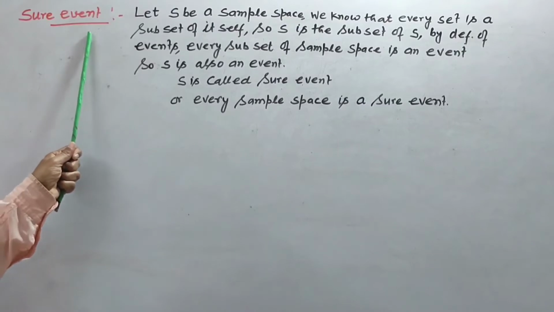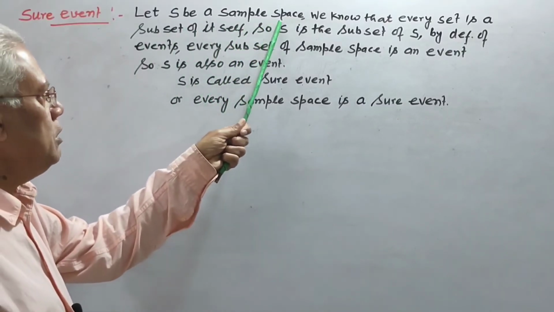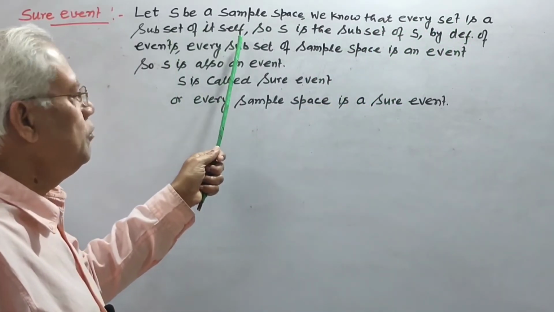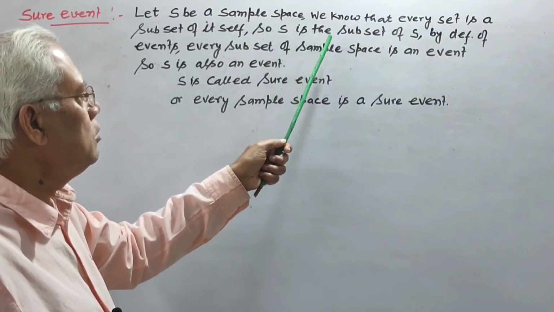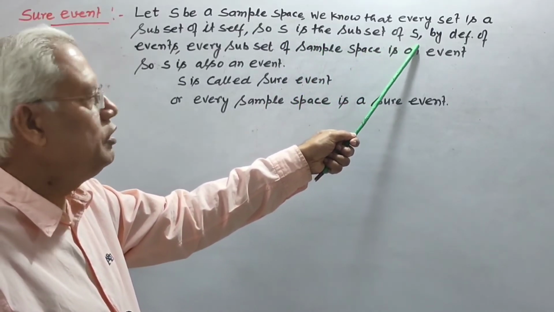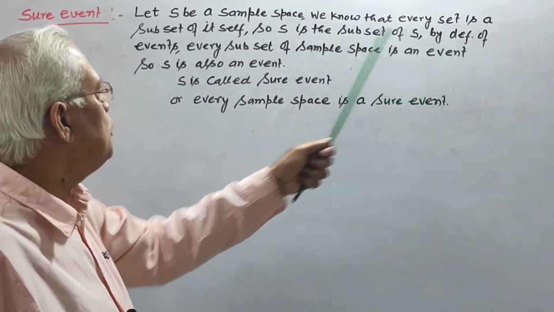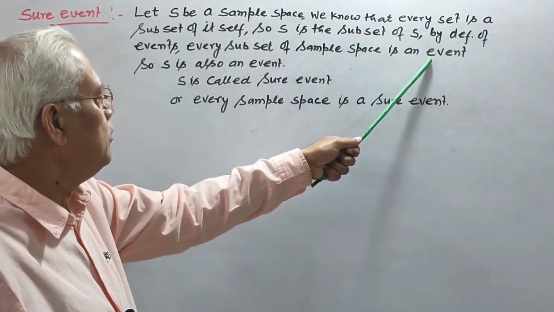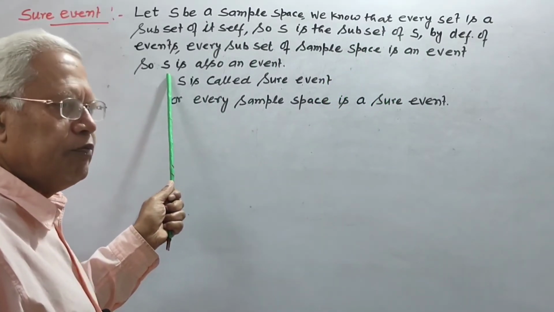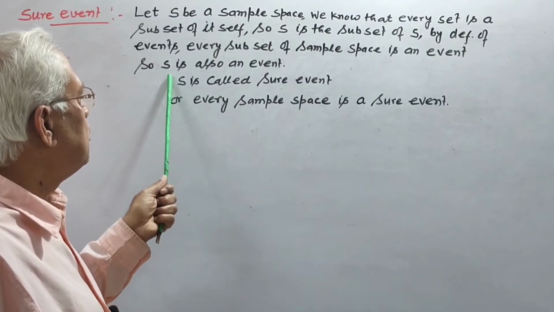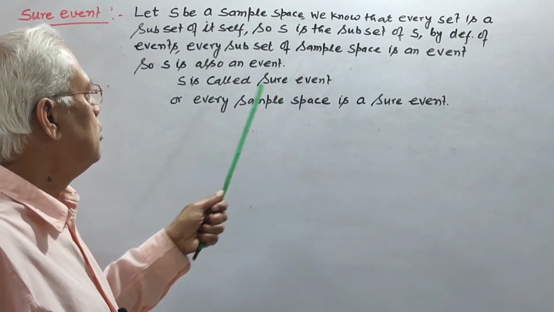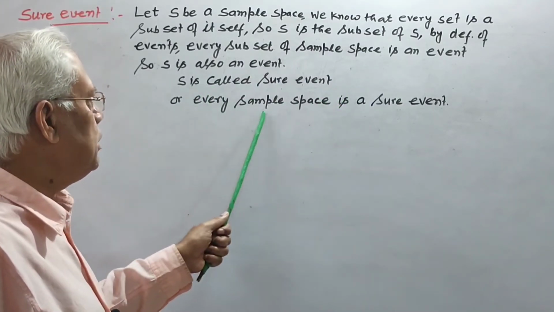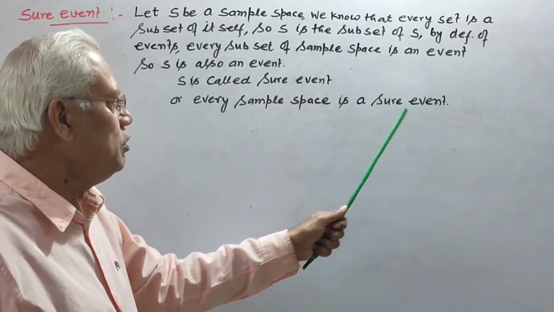Next event is sure event. Let S be a sample space and we know that every set is a subset of itself. So S is also the subset of itself, that is S. And by definition of events, every subset of a sample space is an event. So S being the subset of itself is also an event. So S is called sure event. In other words, every sample space is a sure event.